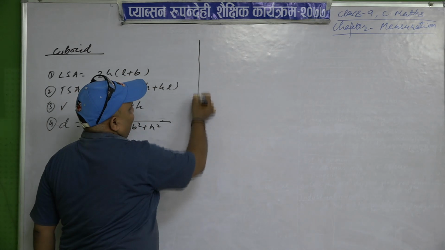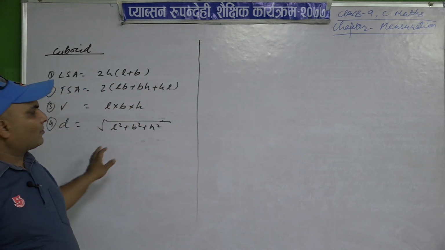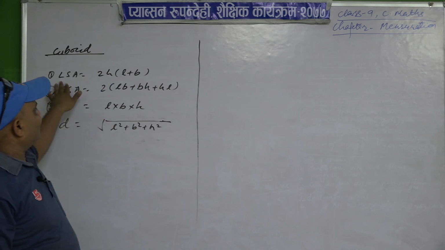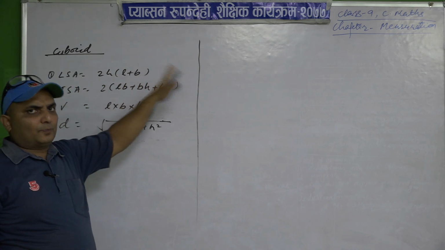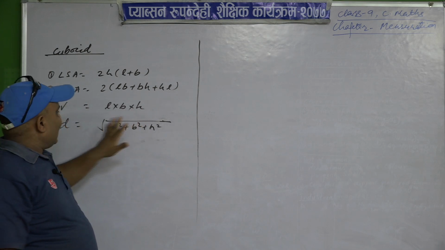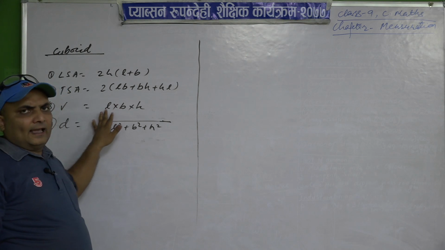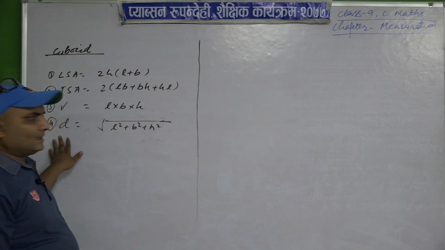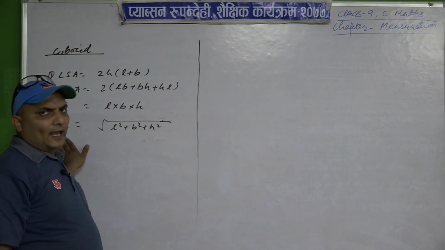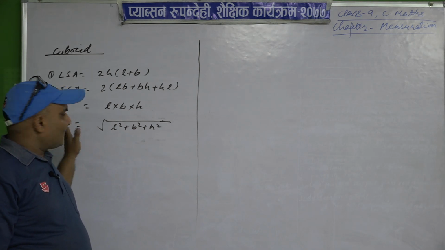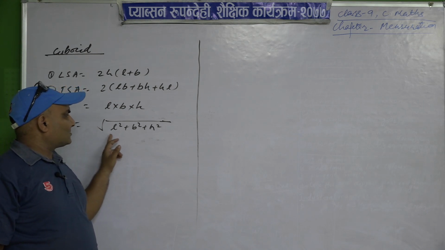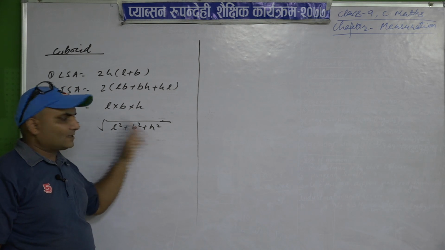We have already derived these 4 formulas for cuboid. The lateral surface area is 2H(L plus B), or P into H. Total surface area is equal to this, and volume is equal to L into B into H. And we know that in a rectangular prism or in a room there are 4 diagonals, and all 4 diagonals are equal, and the value of the diagonal we can find by using this formula, under root L square plus B square plus H square.